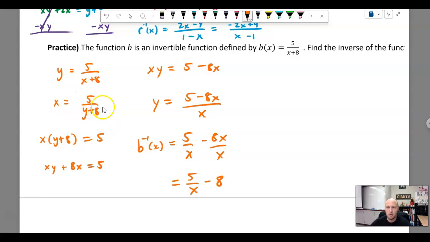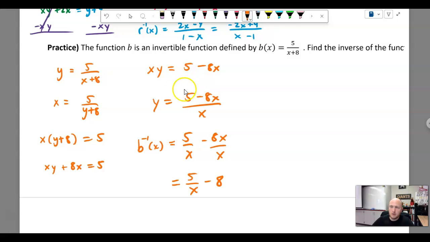So you're going to multiply both sides by y plus 8. It cancels on the right-hand side. Now I have it multiplying with the x on the left-hand side. You actually don't have to do this, but to stay consistent, I did distribute this x to both terms. You get x times y plus 8 times x equals 5. Then I want to isolate my y, so I subtracted the 8x, and I have xy is equal to 5 minus 8x. I divided by x, and you get your inverse.